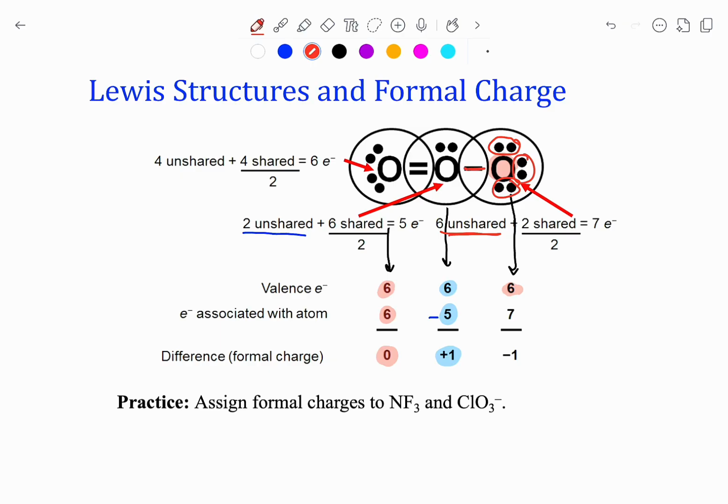This oxygen has 1 bond to it. That 1 bond has 2 electrons, but it can only claim half. So I have 2 shared electrons and I divide that by 2. So I have 6 unshared electrons plus 1 shared electron through that bond. So that gives me 7 associated electrons. So if we use that to calculate our formal charge, I do 6 minus 7, valence minus associated, okay? And that's how I get a formal charge of -1. 6 minus 7 is -1.